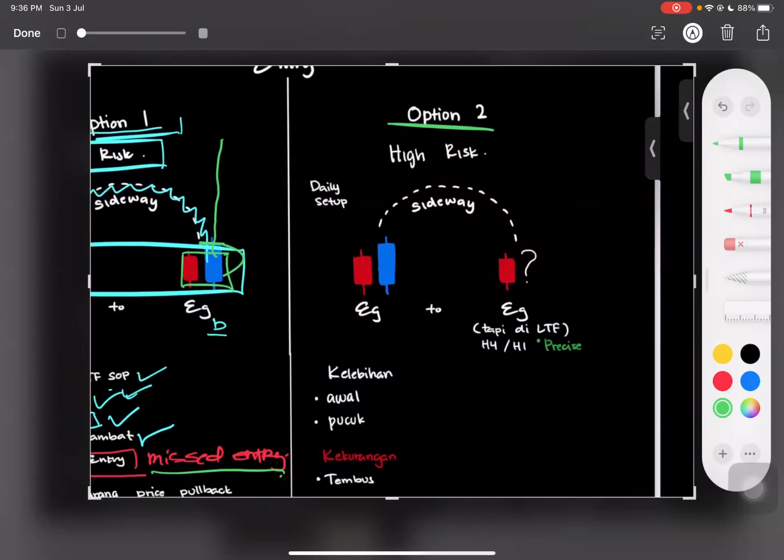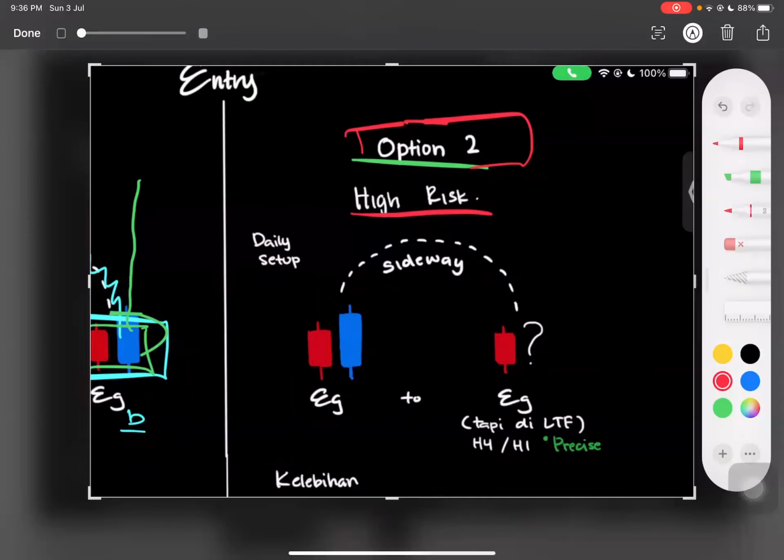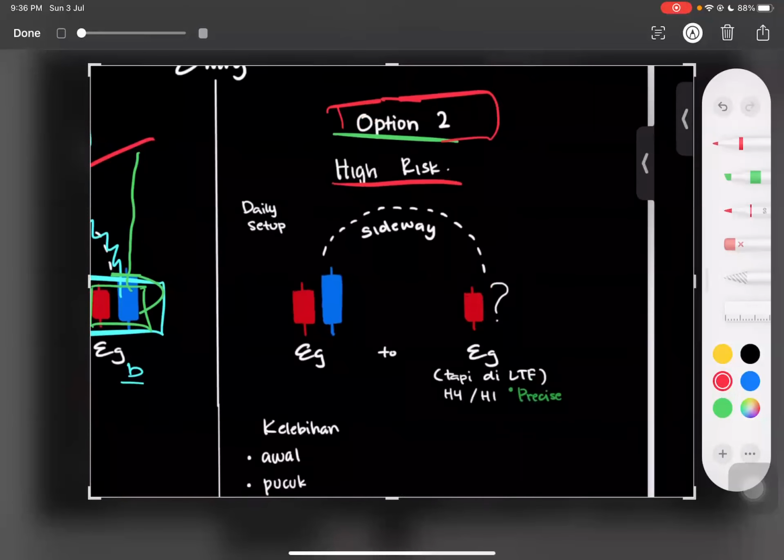So the second option, please let me know if I talk a bit fast, because sometimes I don't realize. Okay. The second option is considered high risk. But most of the students, and I myself, use option number 2 because it's easier. I'm not going to wait for so long like for option number 1.